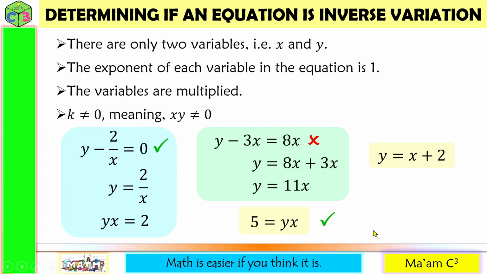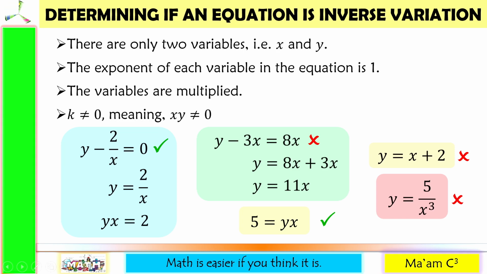Another one, we have two variables, y and x. Each has an exponent of 1, but the variables are not multiplied. So this is not an inverse variation. Last one, we have only two variables, y and x, but the exponent of x here is 3, not 1. So this is not an inverse variation.